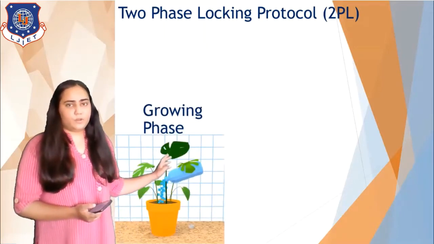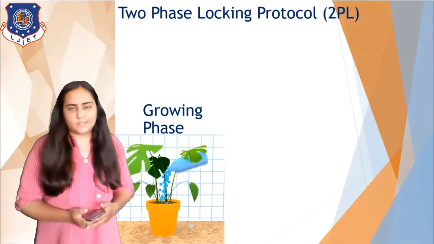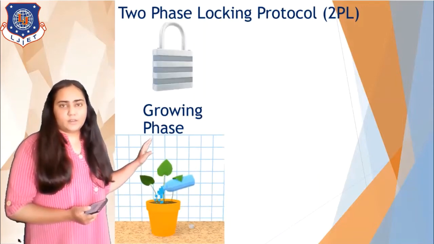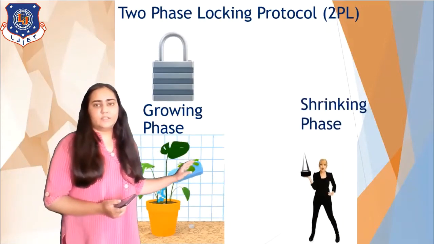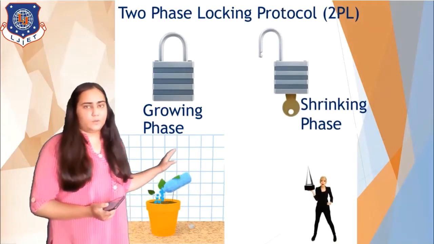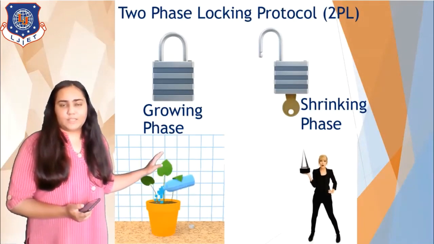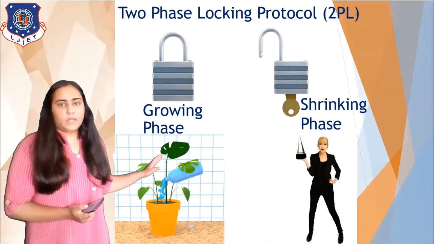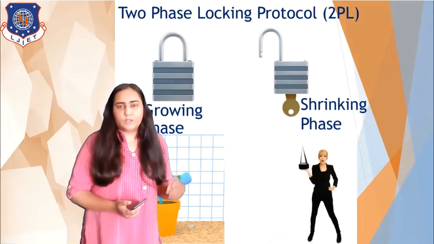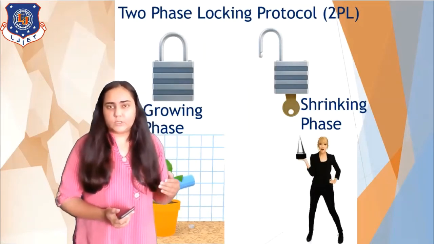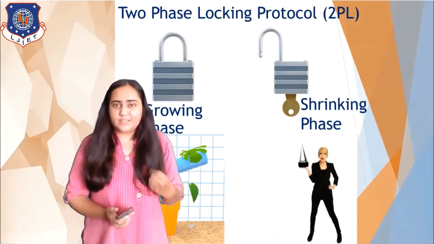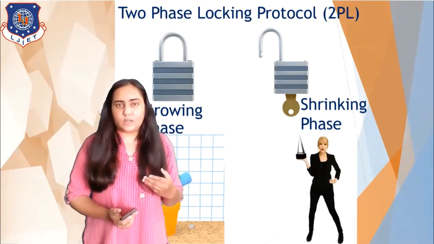So two-phase locking protocol has two phases, as the name suggests. The first phase is the growing phase, where a transaction can only obtain locks. And the second phase is the shrinking phase, where a transaction can only unlock. So once again, the growing phase, where a transaction can only perform lock operations, and the shrinking phase, where the transaction can perform only unlock operations. So it just means that once the transaction starts locking, then the transaction won't unlock. But the minute it starts unlocking, after that point, it cannot lock anymore.